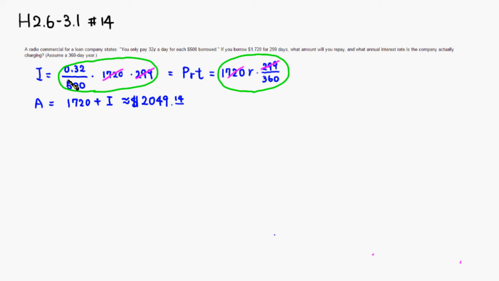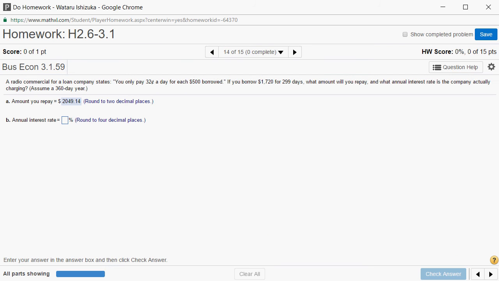0.32 cents per $500. Then you multiply by the number of days. So R is going to be equal to 0.32 over 500, so that's the daily rate. Then you would have to multiply by 360. So what's the precision they want? They want 4 decimal places, okay?